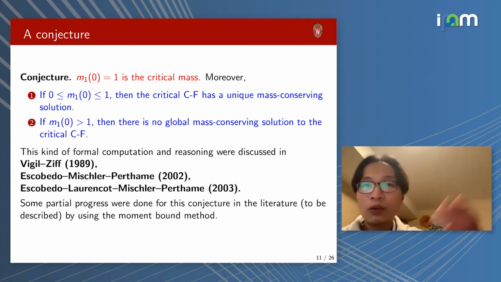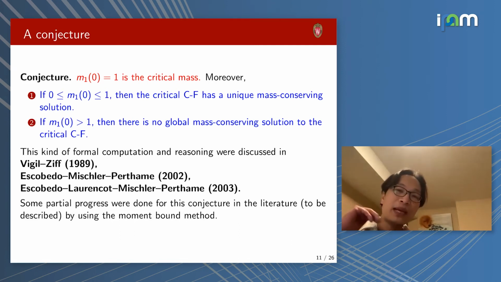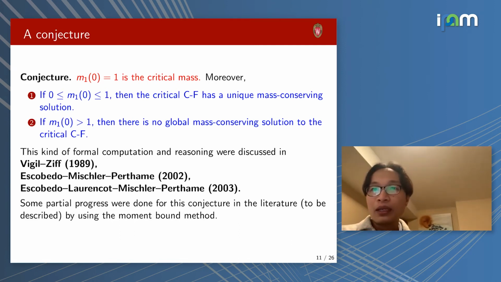Through their works, they gave a very sharp conjecture for this kind of problem. If your initial mass is between 0 and 1, then the system has a unique mass conserving solution for all time, not just for short time. And if your initial mass is greater than 1, then there is no global mass conserving solution, which means that after some finite amount of time, you're going to lose mass. I actually showed you the two heuristic but very important computations that those people did. It's amazing.